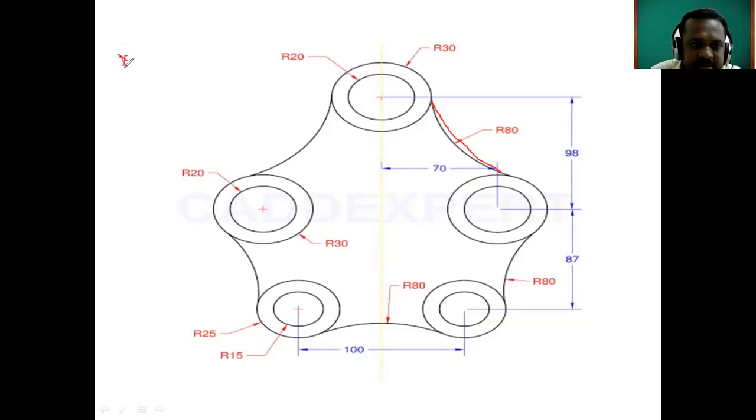Yes. Akanksha. Yes, sir. Shalke, Akanksha, Shalke. Yes, sir. Please tell me how to draw this figure.